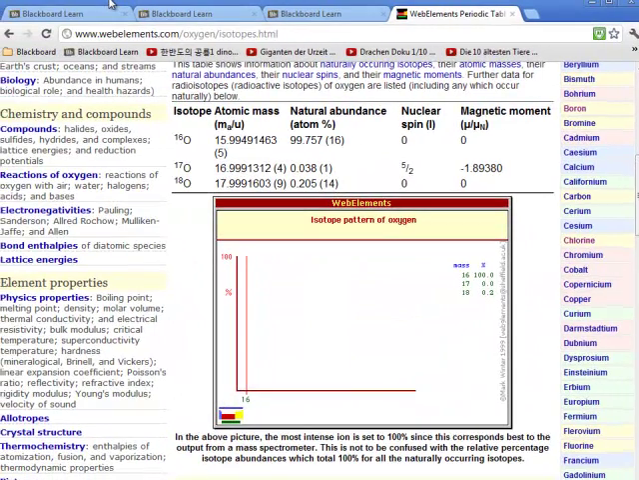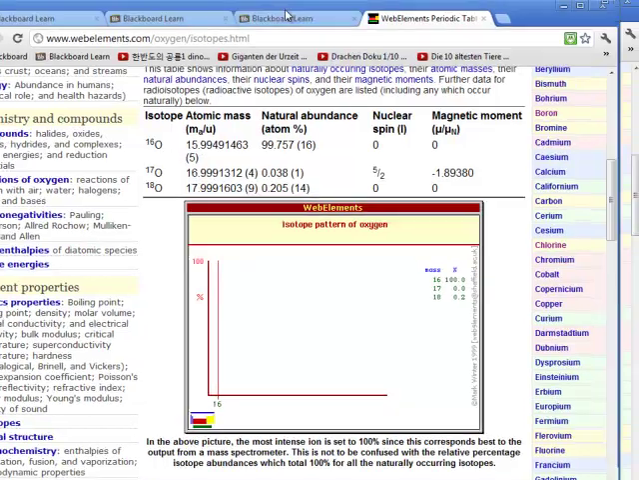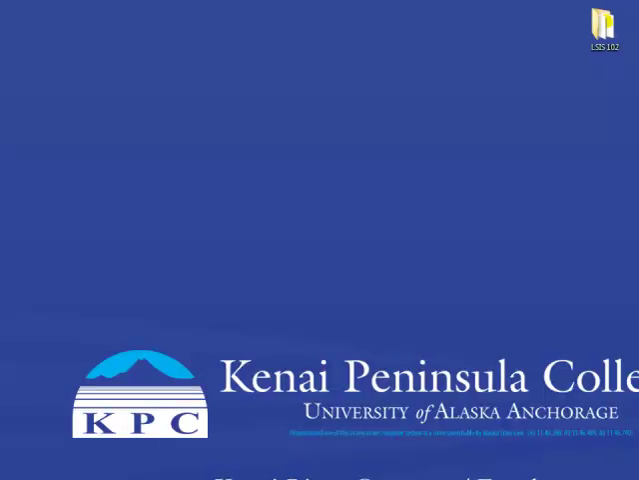oxygen 16 on WebElements, and I'm going to write this number down here, that the atomic mass of oxygen 16 is 15.9949. I think I'm going to truncate it here. Atomic mass units. It says atomic mass, so that includes the 8 protons for the oxygen, the 8 neutrons inside that isotope, and the 8 electrons that are orbiting the nucleus.